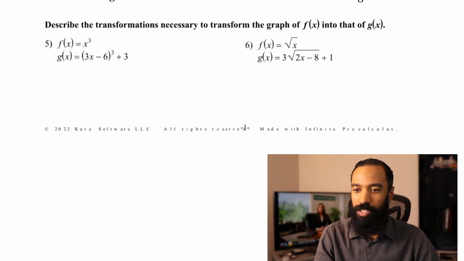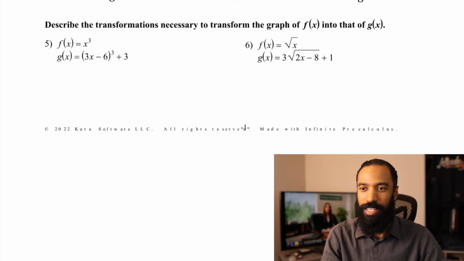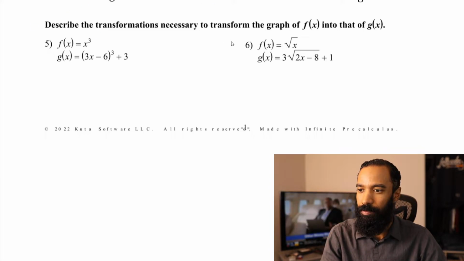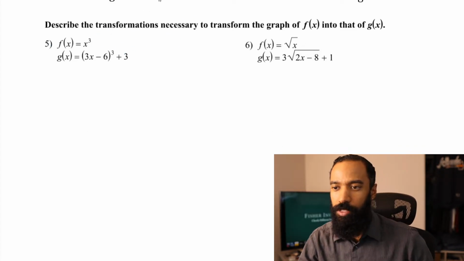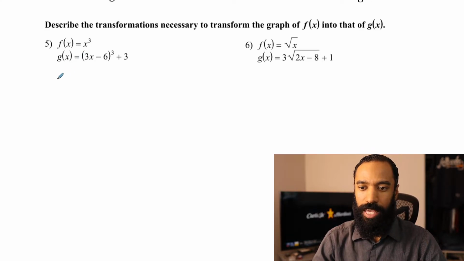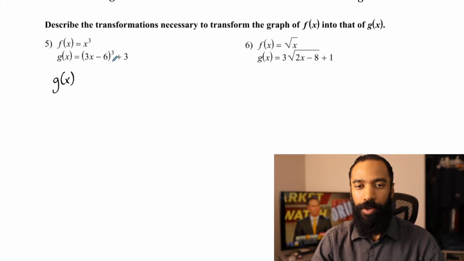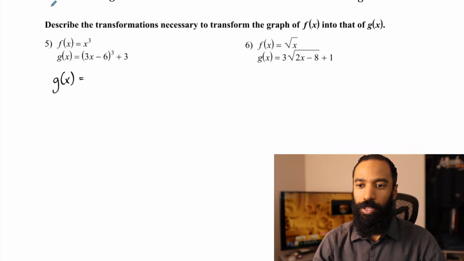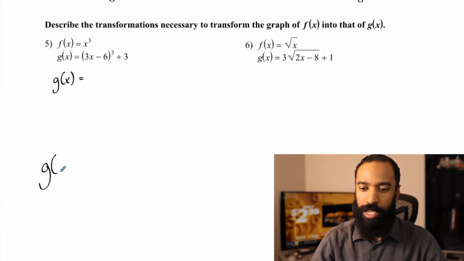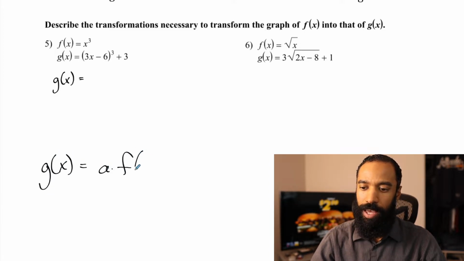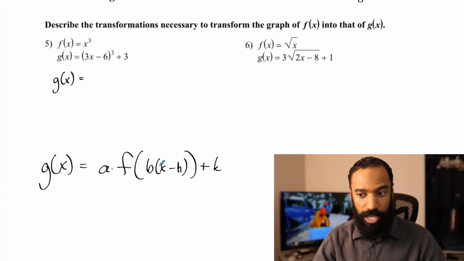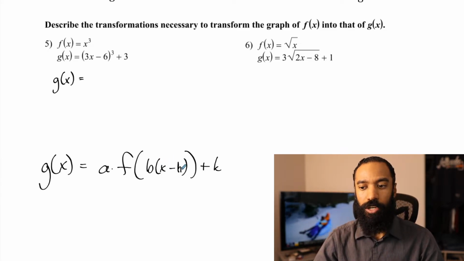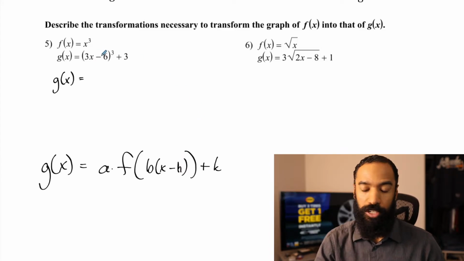All right, describe the transformations necessary to transform the graph of f of x into that of g of x. Okay, f of x equals x cubed, g of x equals this guy right here. One thing I'm going to do with this g of x is that if you want your true b value and your true h value, when you look at this transformation idea that looks like g of x equals a times f of b times the quantity x minus h plus k, I said b times the quantity x minus h. This x has to be a 1x right there. It has to be a 1x in order to reveal the true h value. This h is not 6.